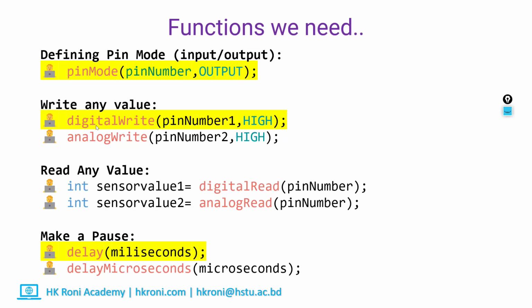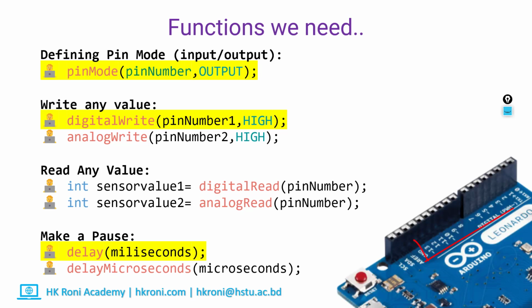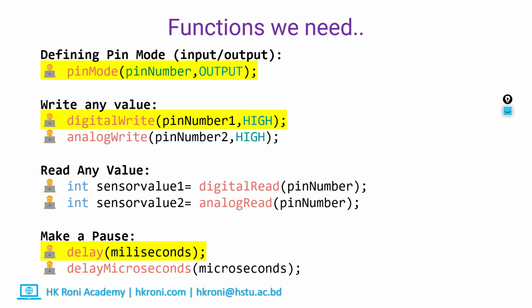The second function is digitalWrite. If you want to put any digital values on the digital pins 0 to 13, that means if you want to give 5 volt or 0 volt, or high or low, for that reason we'll use digitalWrite. The syntax is first we assign the pin number, which pin we want to give output for, and then we put HIGH or LOW. HIGH will give 5 volt, LOW will give 0 volt. We can also use 1 or 0 here: 1 for 5 volt, 0 for 0 volt.